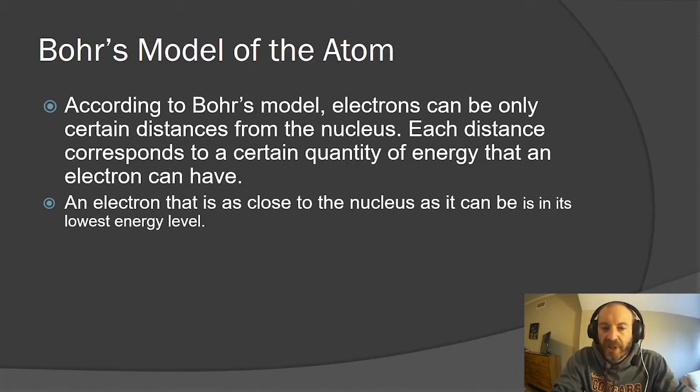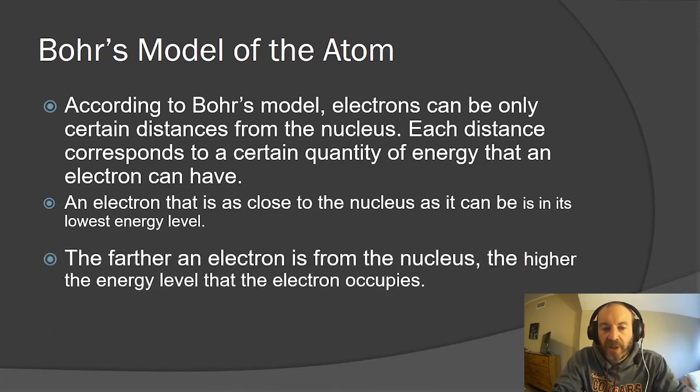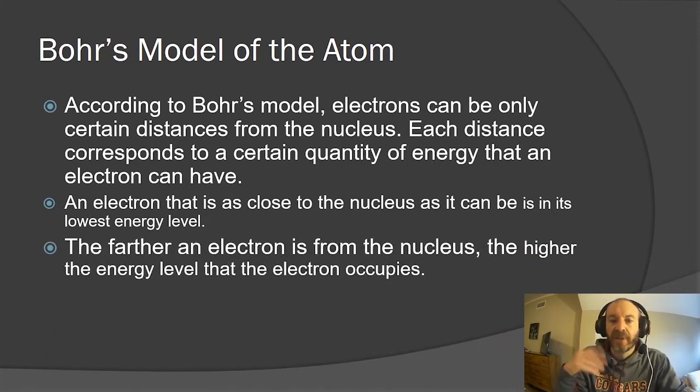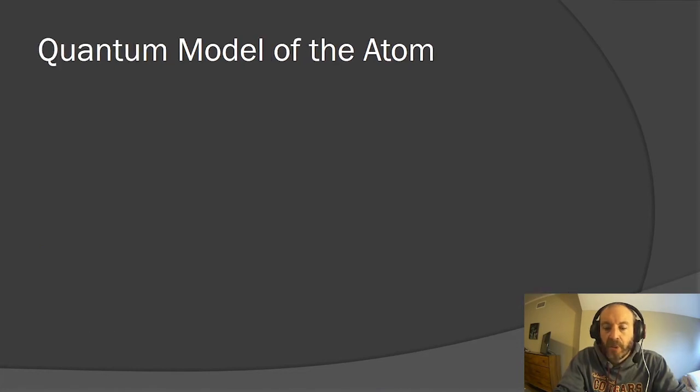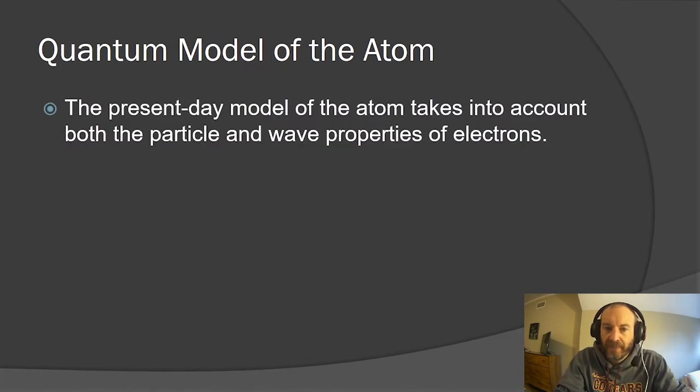Electrons close to the nucleus are said to be in the lowest energy level, and the further away you get from the nucleus, the higher the energy level the electron occupies. If you've ever heard the word quantum, before Niels Bohr we thought the distance could be any value, but he determined there's a small difference between each of those levels, and that difference is known as a quantum of energy. It's actually a measurable amount. So he came up with the quantum model of the atom.